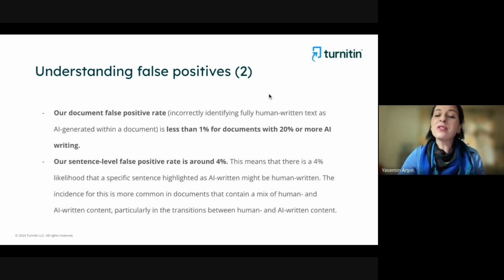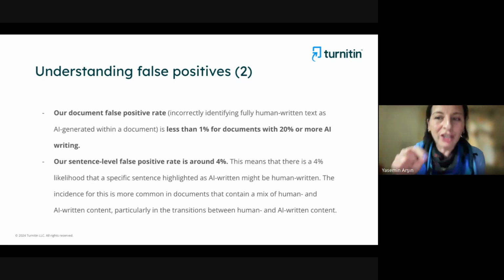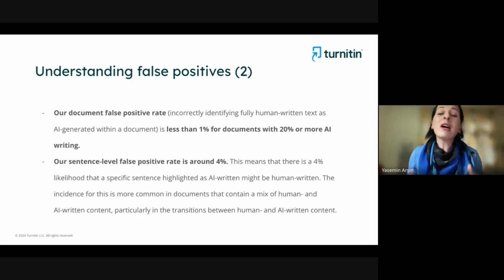Our document false positive rate is less than 1% for documents with 20% or more AI writing. So when you see an AI score less than 20%, it will give you a warning message. There is a higher likelihood of false positive here. It will tell you. So please watch out for the warning messages from Turnitin, and you can definitely rely on them because we have received so much feedback about Turnitin's AI writing since the beginning of the release.